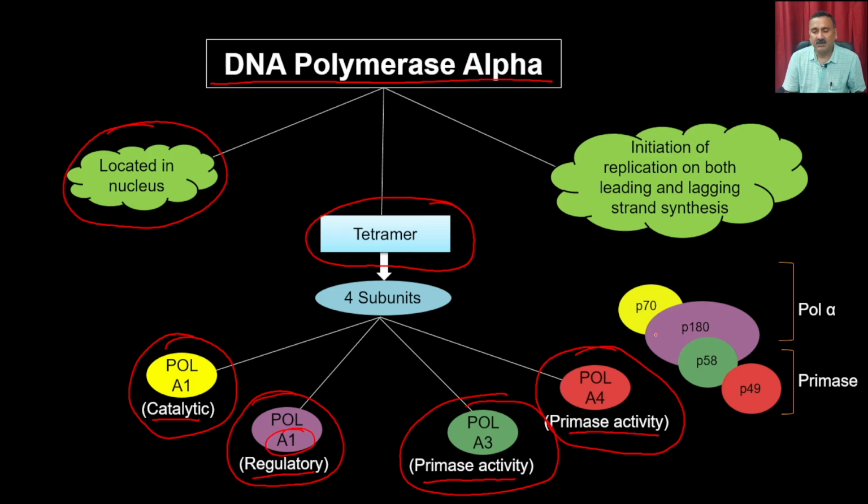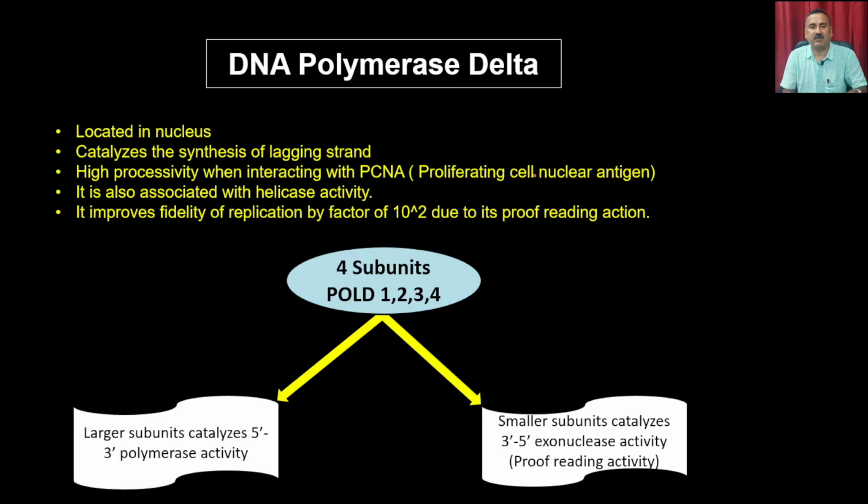That means you are going to have Pol alpha and Pol primase activity together, right. This means it is going to synthesize the primer, and it is also going to utilize that primer for DNA replication. So, initiation of replication on both the leading and lagging strand synthesis is the function of DNA polymerase alpha.